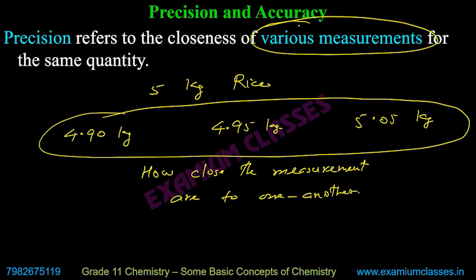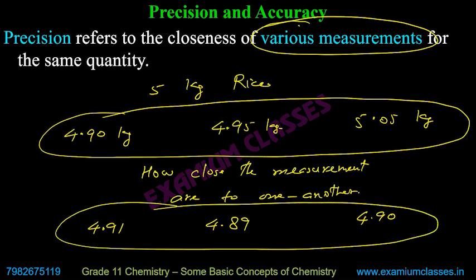So if another person measured it and got the values 4.91, 4.89, 4.90, these values are very close to one another. 4.89, 4.90, very close. 4.91, 4.90, very close. So it means these have high precision.